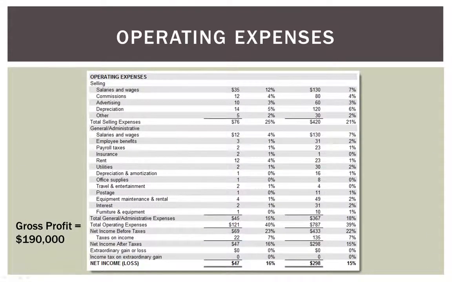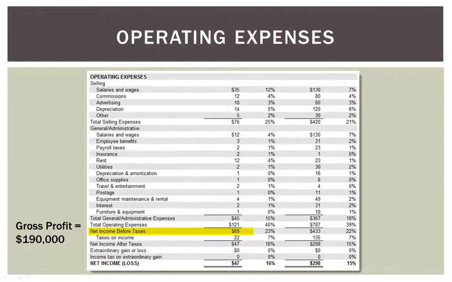Now, of course, from our gross profit, we have to subtract our operating expenses. So salaries and wages, commissions, depreciation on maybe our equipment. And then, of course, we have rent, utilities, office supplies, postage, all kinds of things. So once we subtract all of our selling expenses out, we subtract our general and administrative expenses out, we have total expenses of $121,000. Now remember, our gross profit above was $190,000. So $190,000 minus $121,000 in operating expenses equals our net income before taxes of $69,000.